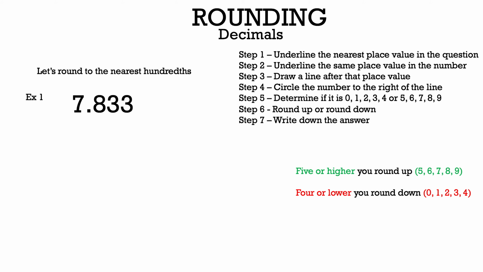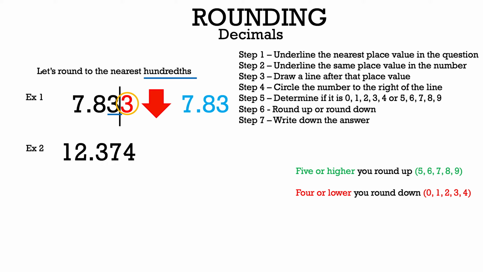So let's talk about hundredths. So we underline the hundredths in the question. Now we're going to draw the vertical line, circle the 3, round down because it's 4 or lower, and you get 7.83.